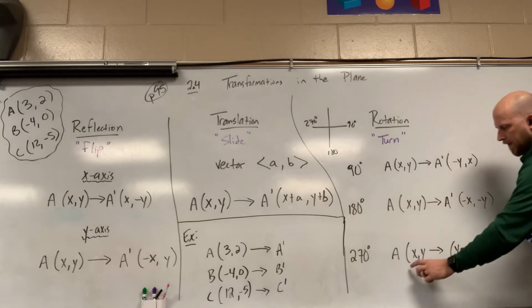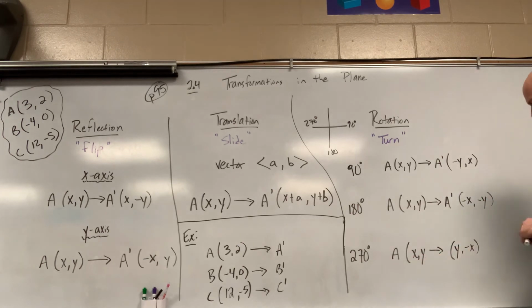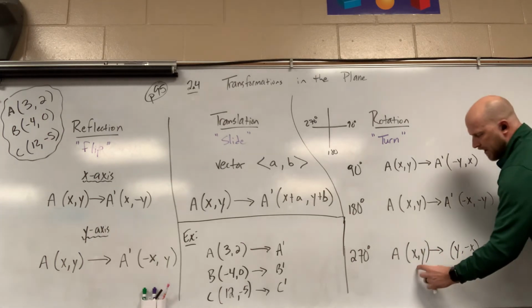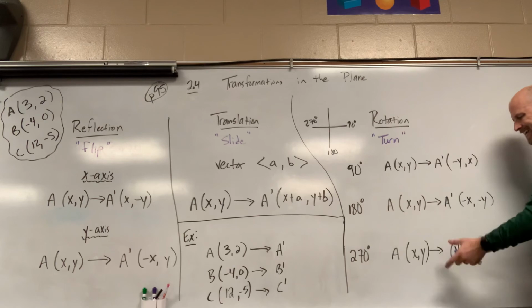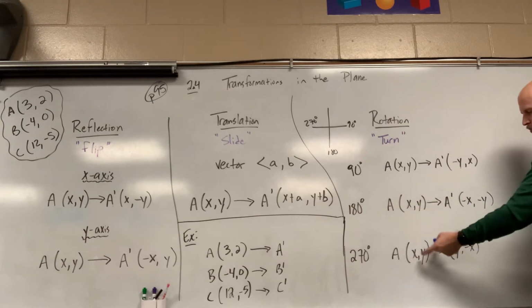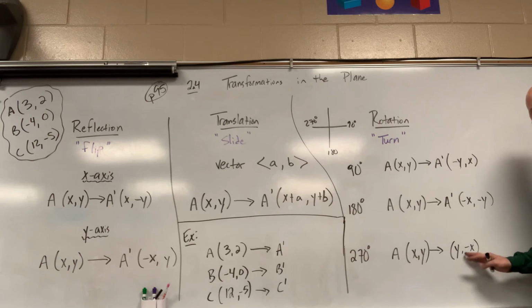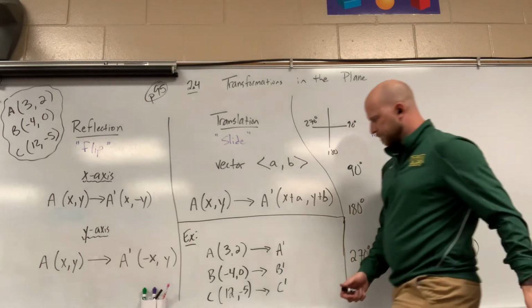Change both your signs. Now, when you're going 270 degrees, you're swapping them again. Your x goes to the end and your y goes to the beginning, but then you're only changing the sign on the second one. So it's a little tricky. I'm going to do some of these and show you guys.